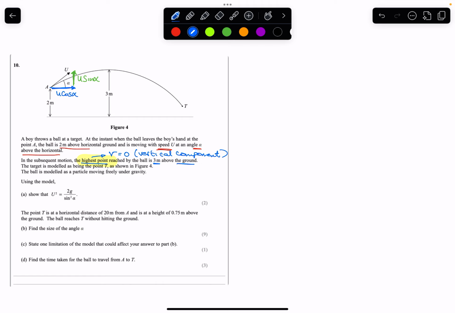The ball is modeled as a particle moving freely under gravity, so that's important. Part A is to use the model to show that u squared is equal to that. So let's try to do part A.